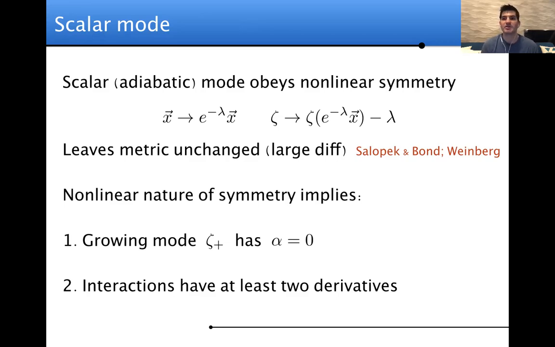And this corresponds to a large diffeomorphism that acts non-linearly on our field zeta. Demanding that this symmetry, which is the symmetry of the UV, is also imposed in our effective theory has two immediate consequences. First, it tells us that the growing mode, zeta plus, has to have alpha equals 0. That's the only allowed value of alpha that's consistent with this nonlinear shift. Second, invariance under this shift also enforces that interactions come with derivatives, so there are at least two derivatives acting on any of the zeta fields.